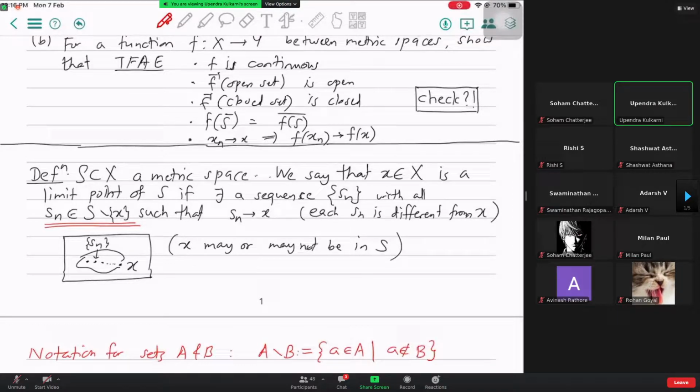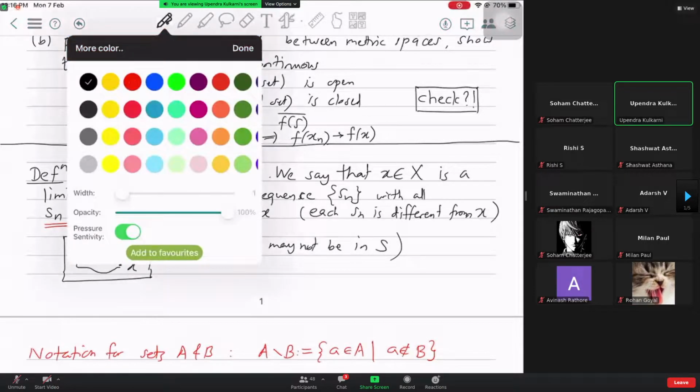Okay. Notice that for this notation, the set B does not have to be contained in the set A. You're just taking the part of A that is not in B. Okay. So, all right. So, let's start proving things now.